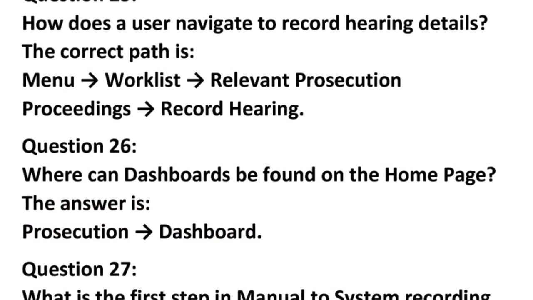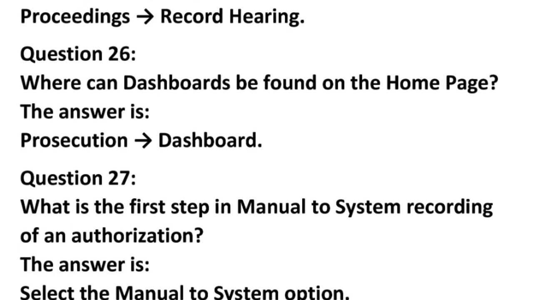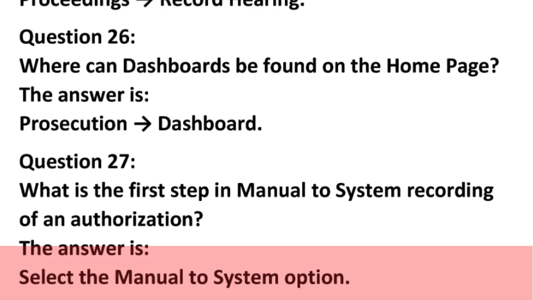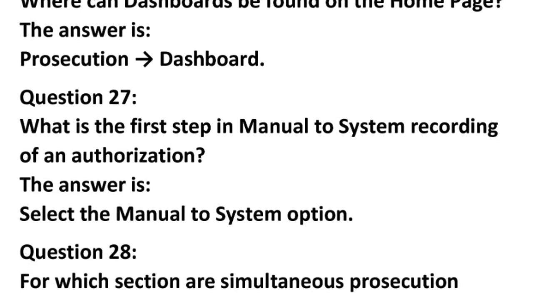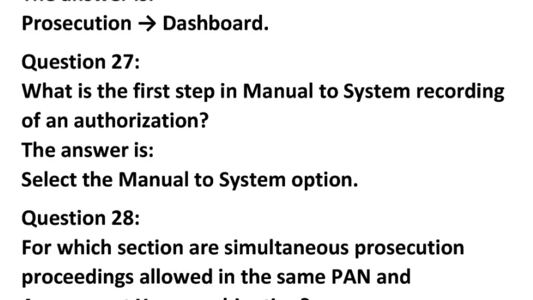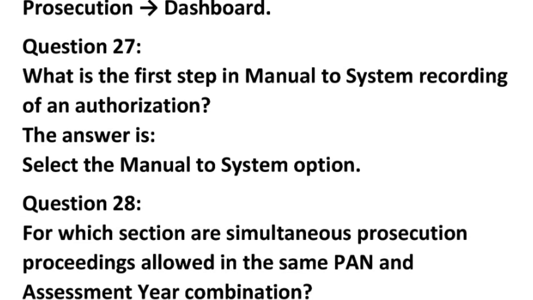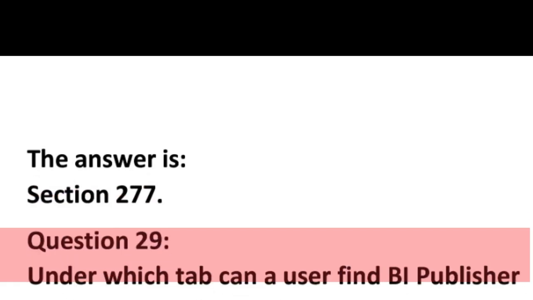Question 27. What is the first step in manual to system recording of an authorization? The answer is select the manual to system option. Question 28. For which section are simultaneous prosecution proceedings allowed in the same PAN and assessment year combination? The answer is Section 277.